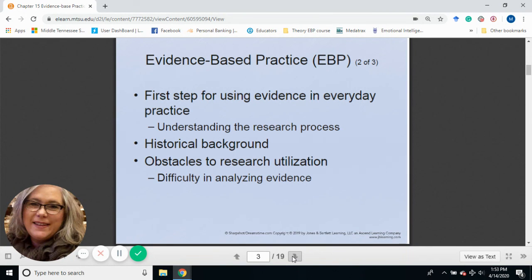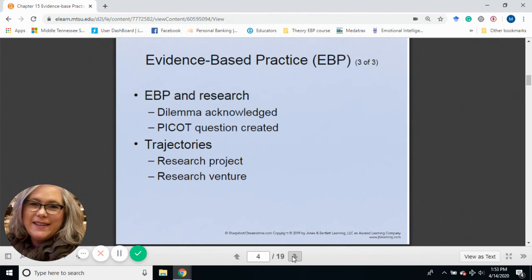What evidence are we using? Is the evidence sound? What problems are happening in the practice setting that aren't working any longer? We need to understand the research process to be able to make changes. What's our historical background related to that best evidence? There are obstacles in this process with research utilization and analyzing evidence. How can we move that more quickly from what we call the bench or basic science into practice?